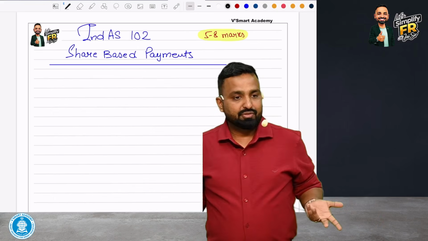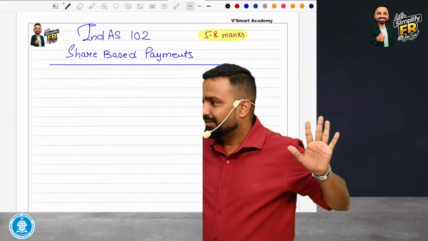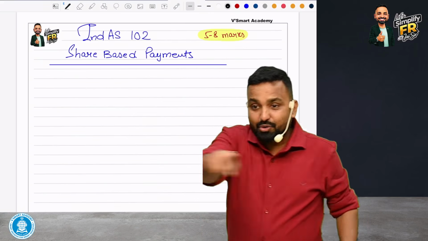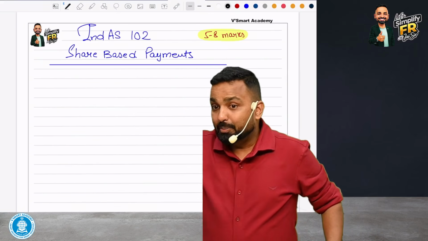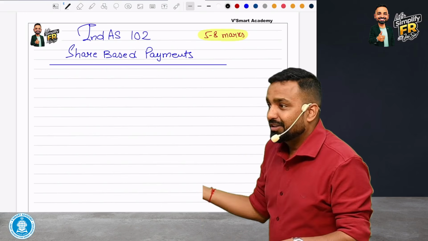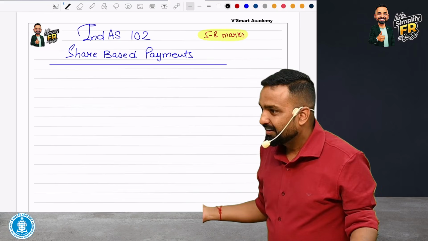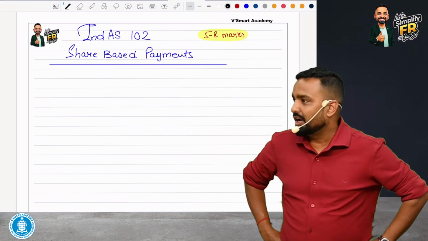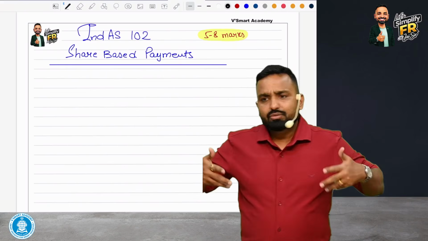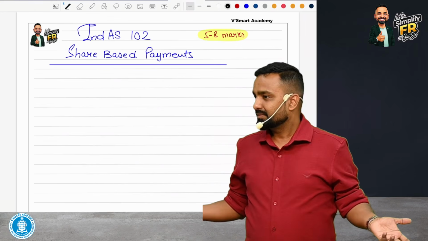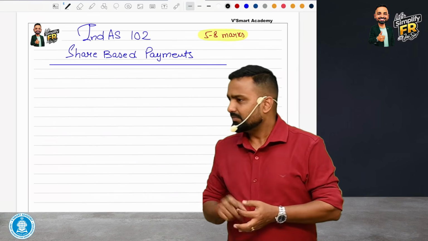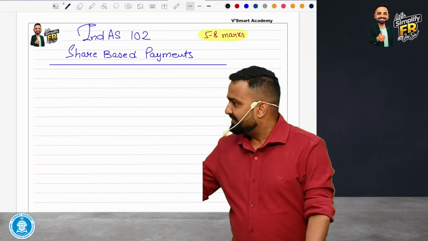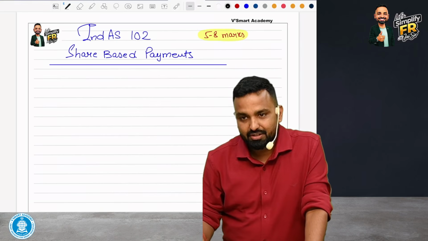Any condition which is required to be fulfilled by employees to become eligible for ESOP or for SAR is called vesting condition. Understood, guys, or not? Vesting condition could be a service condition. Service means service period. Serve me 2 years, serve me 3 years, 4 years, 5 years, 1 year. That is called service condition.